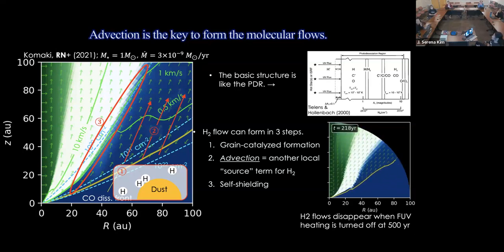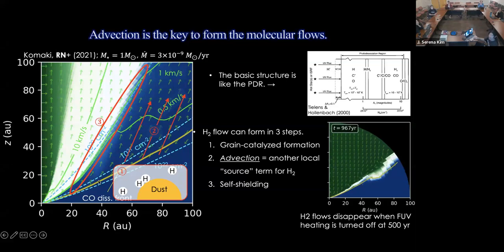Molecular and atomic flow disappear. So it means advection due to photoevaporation is important to form extended molecular and atomic flow. And another key factor is self-shielding, because outer molecules are actually protected by inner molecules in the flow. So without self-shielding, this extended outflow cannot be formed. But for how long can it be shielded?